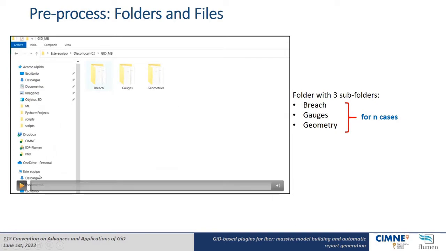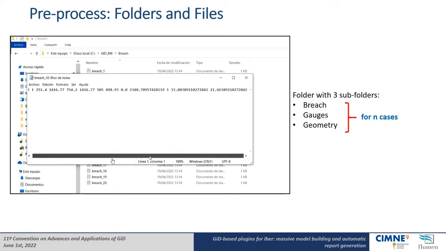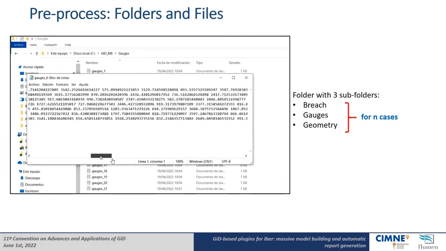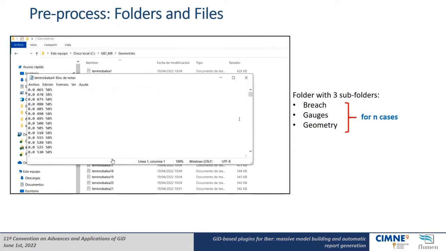We have to create 3 folders, one with the bridge files, one with the gauges, and one with the geometries. In the video, we see the generated files for n cases. It is important to have the 3 files for each case.